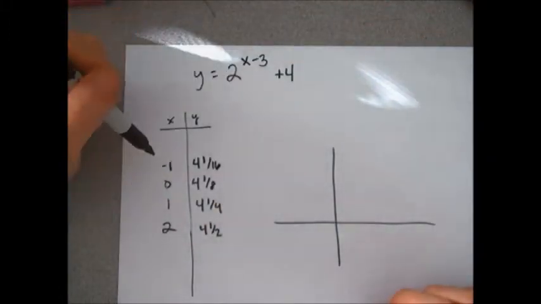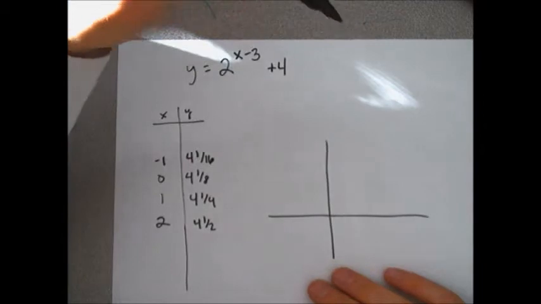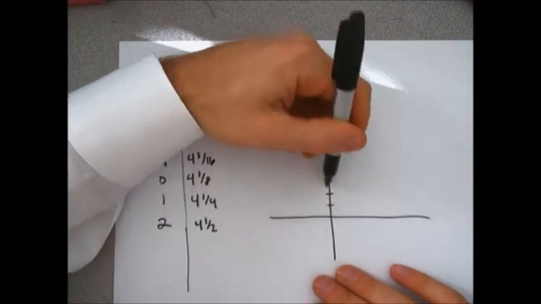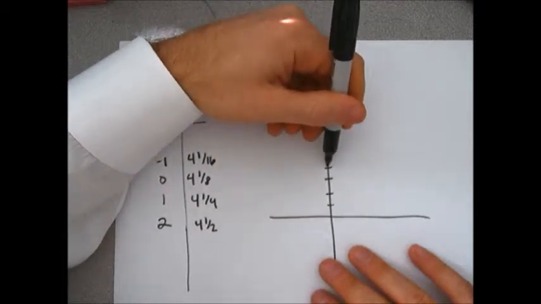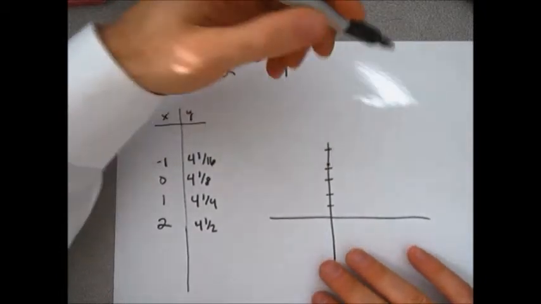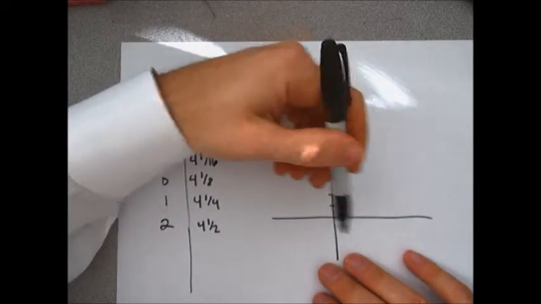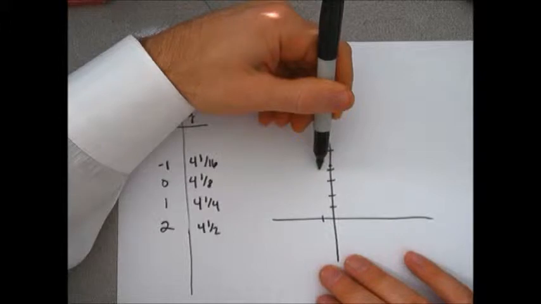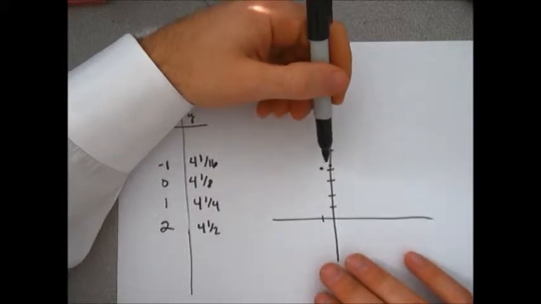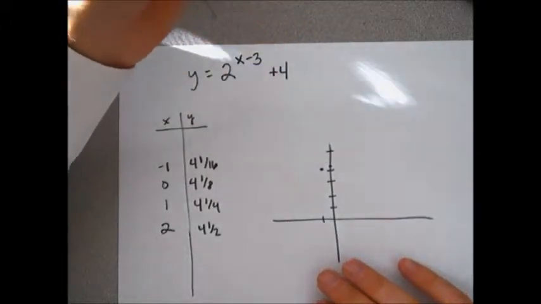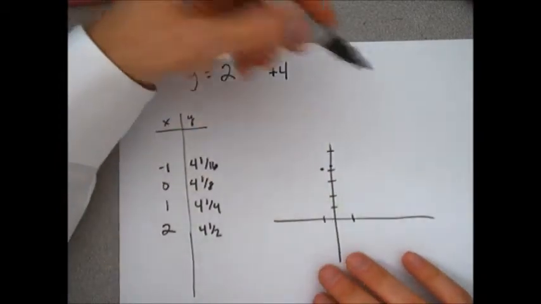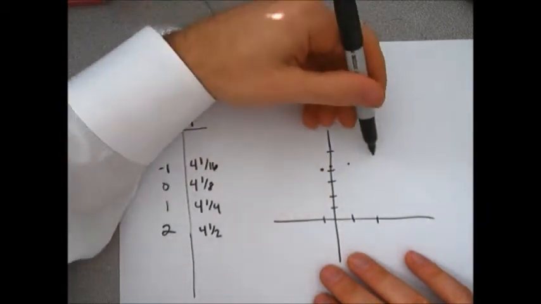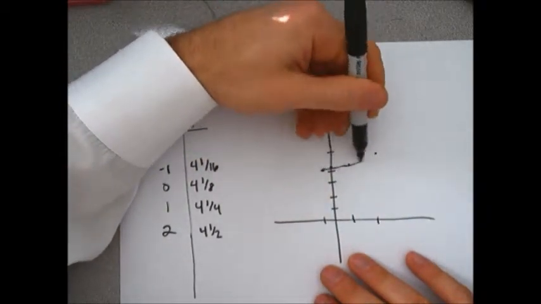So what do we have here? At 0, we're at 4 and an eighth. At negative 1, we are at 4 and 1/16. At 1, we're at 4 and a fourth. And at 2, we're at 4 and a half. So the growth is coming, but it's coming slower here now.